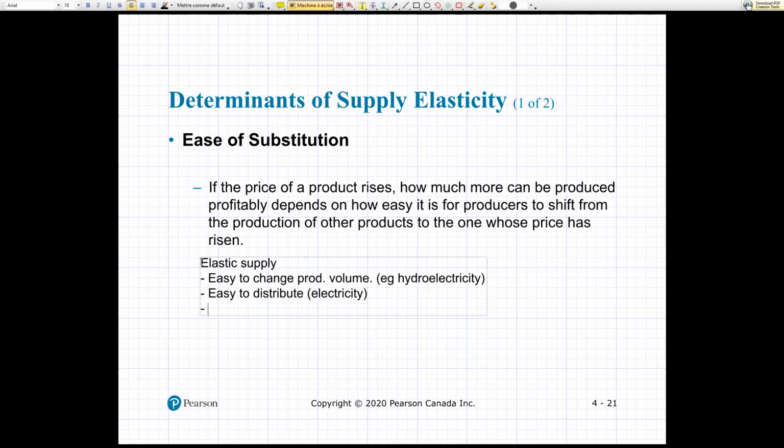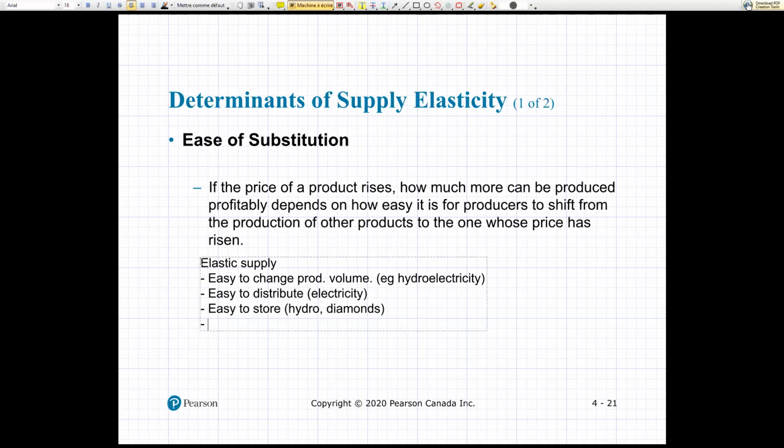Easy to store. Again, hydro is a good example, because you just let the dam fill. Or you could see diamonds. You just have a big reserve of diamonds, so if the price of diamonds changes, it's easy to adjust the supply to the market.